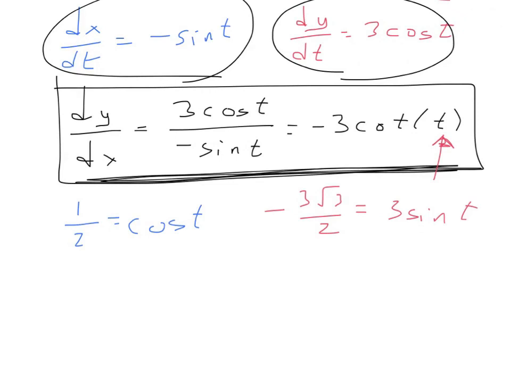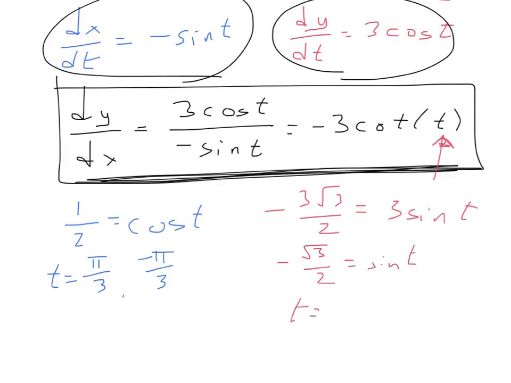So for the first one, where is cosine equal to 1/2? Well, cosine is equal to 1/2 when t is pi over 3. It also happens at negative pi over 3. We just need to be aware of all of these because I'm going to need to find the one that works for both of these. For the other equation, I'll need to divide by 3. That'll give me negative root 3 over 2 equals sine t.